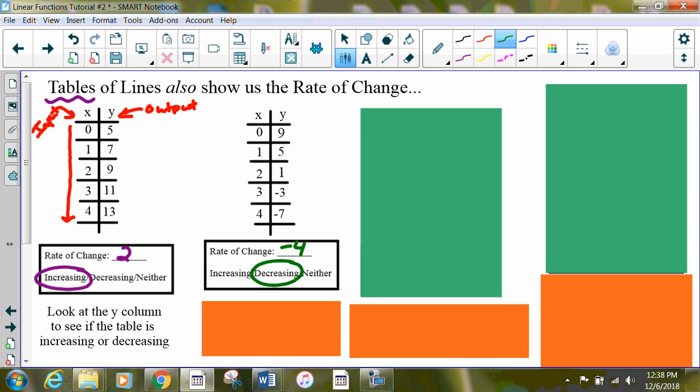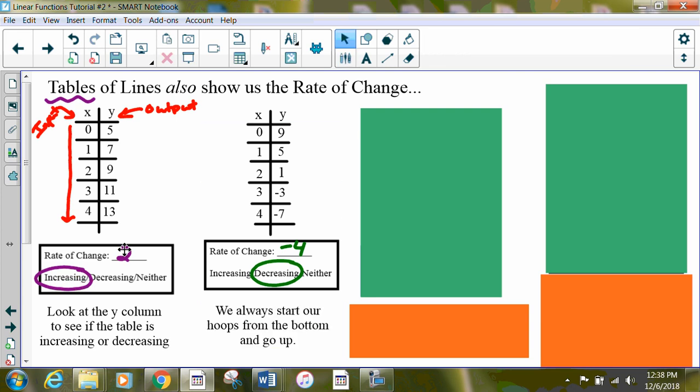Now, I do want to give you a second way to do this, because sometimes people are really great with patterns. They just see them right away, and they're done. Other people actually need a method. So actually, we're going to do that in the next one. I'm going to show you the method. Oh, no, I guess I'm going to show you this one because it says we always start our hoops from the bottom and go up. And you're just going to say, Miss Overby, what are hoops? All right, here we go with hoops.